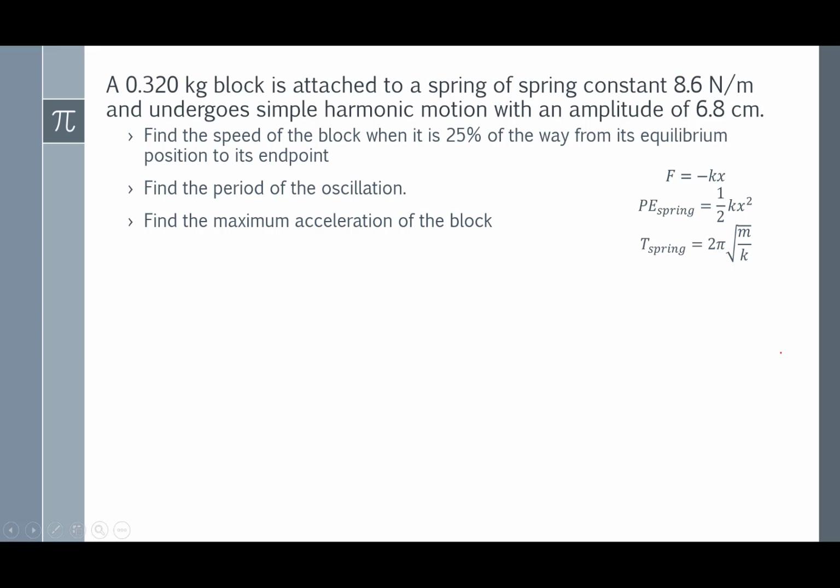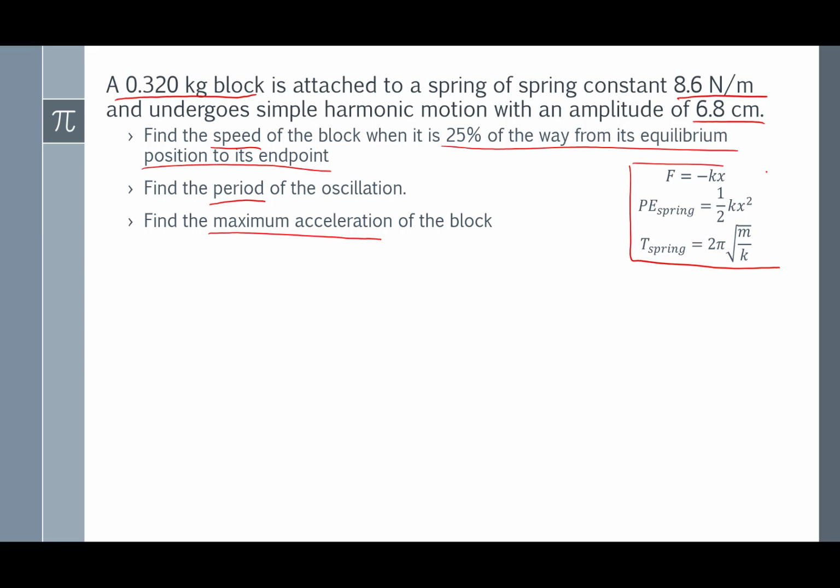A 0.320 kilogram block is attached to a spring of spring constant 8.6 newtons per meter and undergoes simple harmonic motion with an amplitude of 6.8 centimeters. We need to find the speed of the block when it is 25% of the way from its equilibrium position to the endpoint, find the period of oscillation, and find the maximum acceleration. And here we have our relevant equations for our spring in that little box over there. So let's map out just a little bit about what we have here.